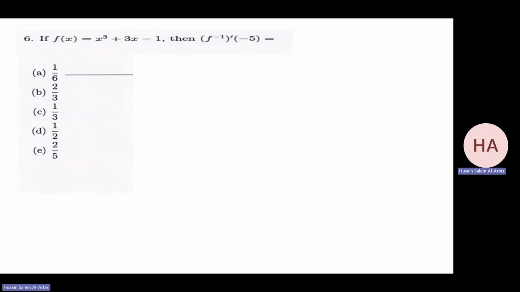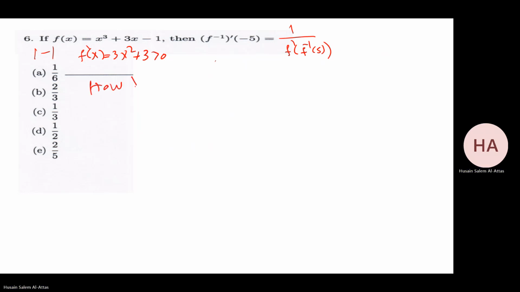f(x) equals this. I know what f prime is. 3x squared plus 3, which is always positive. So it's one to one, increasing, continuous and differentiable. So f inverse prime is 1 over f prime at f inverse at 5. Okay. Now we need to find how to find f inverse at 5.